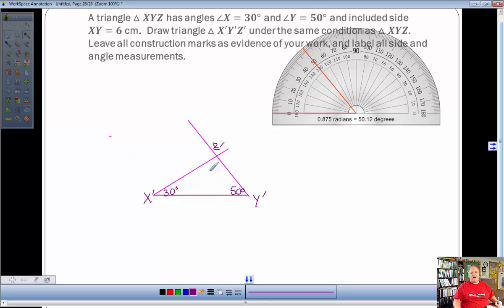Alright, one thing: I could measure this third one, but since I know two of them, the rule is a triangle equals 180 degrees. So all the angles have to equal 180 degrees. So that means that right now I have 30 plus 50 is 80. So if I subtract 80, that means that this angle has to be 100 degrees. Alright? And then this would be 6 centimeters. And if I was to measure them, this would be 4.7 centimeters. And this would be 3.1 centimeters. Alright? Make sure you get everything labeled.